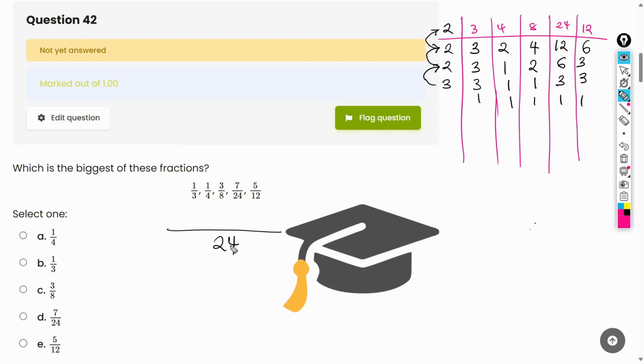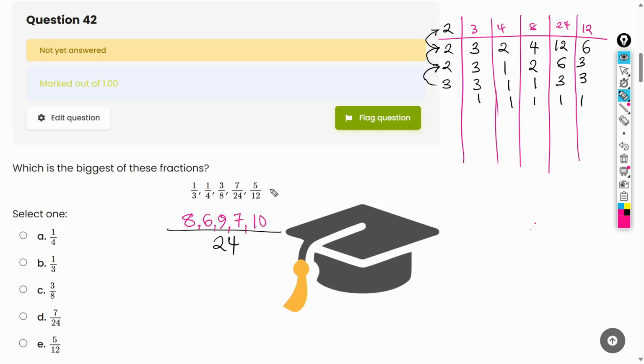So 3 into 24 is 8. 8 times 1 is 8. 4 into 24 is 6. 6 times 1 is 6. 8 into 24 is 3. 3 times 3 is 9. 24 into 24 is 1. 1 times 7 is 7. 12 into 24 is 2. 2 times 5 is 10.